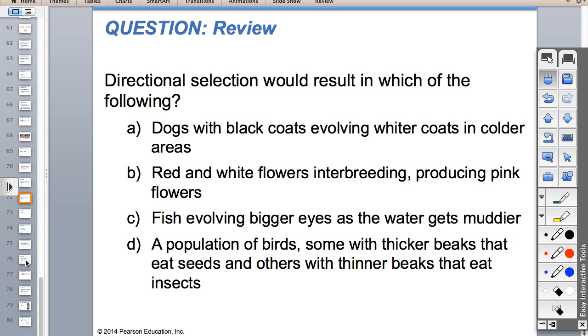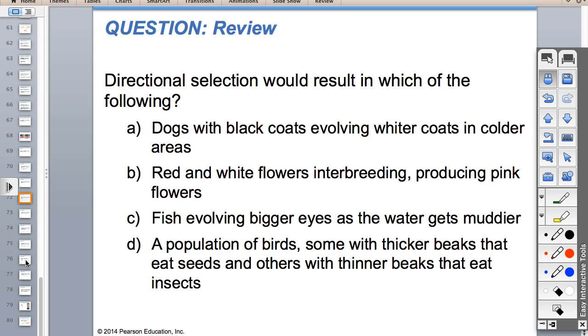Directional selection. Ooh, I'm seeing some discrepancies. Okay, I see a most common answer. Most common answer is probably at this point either B or D. But let's look at it. Okay, so directional selection is dogs with black coats evolving white coats in colder areas. Okay, I can kind of see that. B is actually stabilizing selection because you're moving from the extremes to the middle.